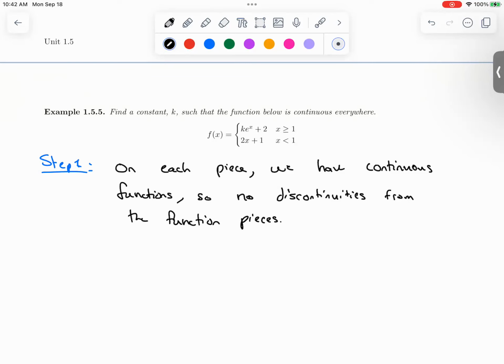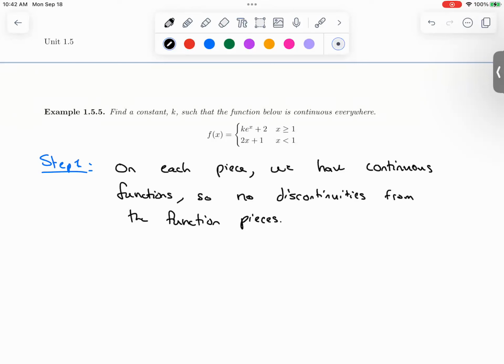When x is less than 1, we have 2x plus 1. That's a line that is defined everywhere. So it's fine. When x is greater than or equal to 1, you are k e to the x plus 2, where k is some constant. Could be 5, could be 6 billion. We don't know, but it's just a number. And e to the x is defined everywhere. Like the domain of e to the x is everything. So that function has no issues. It's just we don't know what k is. Does that make sense? So k is a problem, but not for step 1.